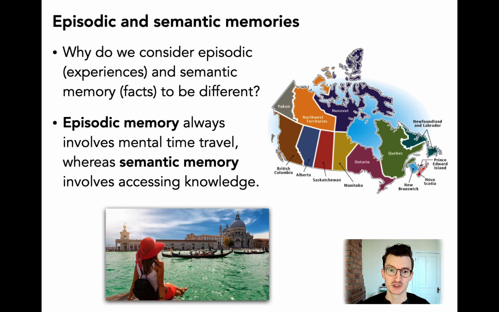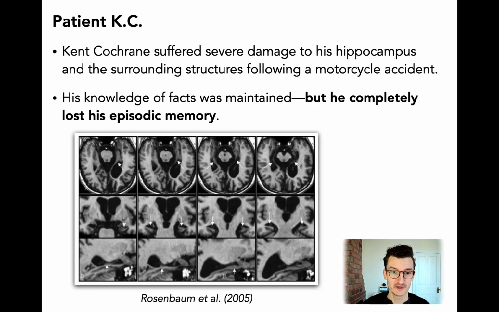Do we see a distinction between episodic memories and semantic memories in the brain? Are they actually dissociable neurologically? Right? So are there patients who have suffered brain damage and they lose episodic memory, for instance, but retain semantic memories? Yes, we do have some examples of this.